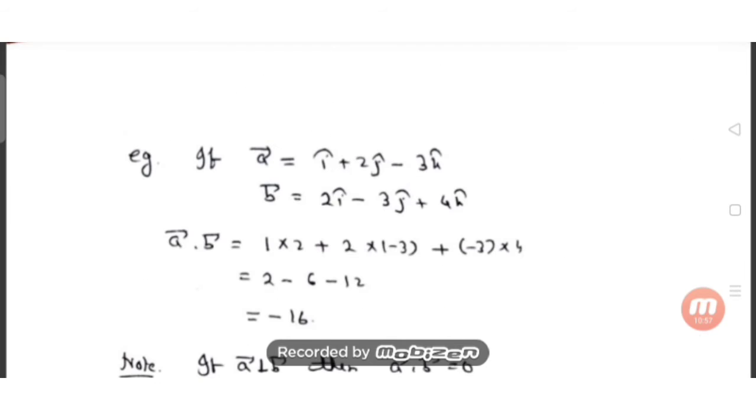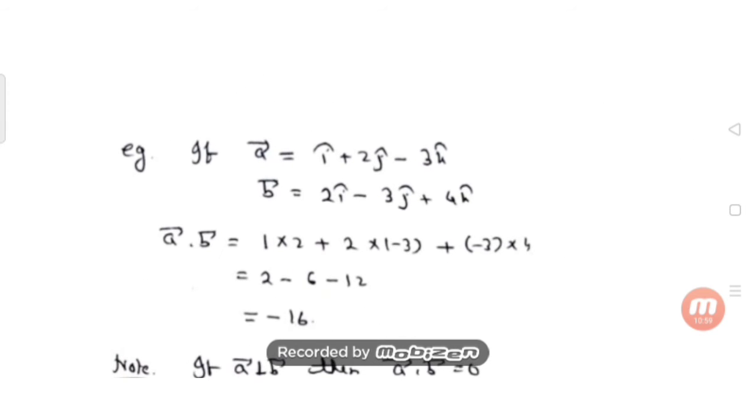You see a1b1 times 1, a2b2 times 0, a1b3 times 0 and all this. So what is left here? a1b1 is left, a2b2, a3b3. So this is the result of the dot product in component form. Try to remember it. Next, I just want to show you how to apply this result.